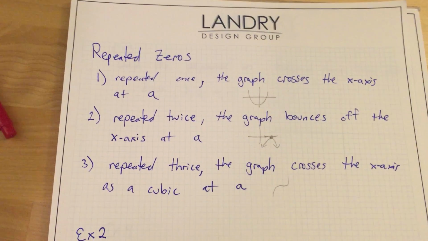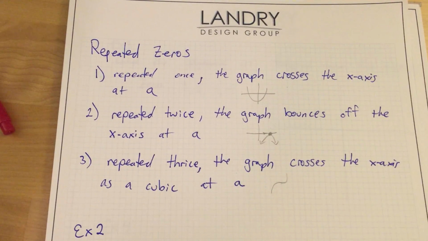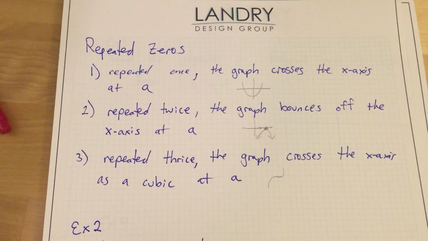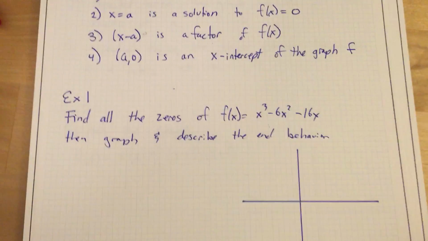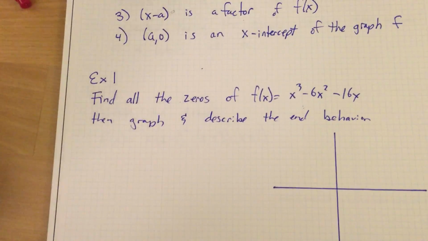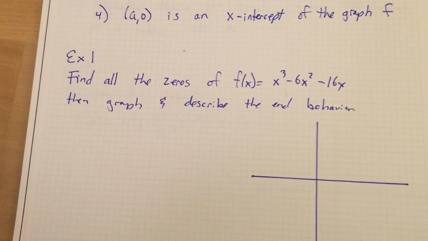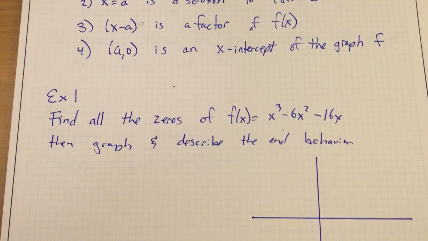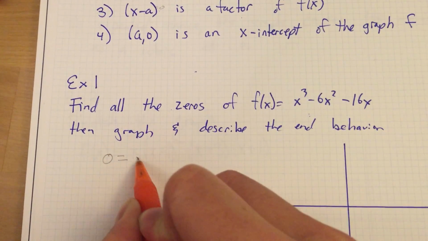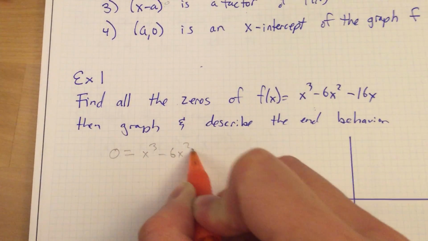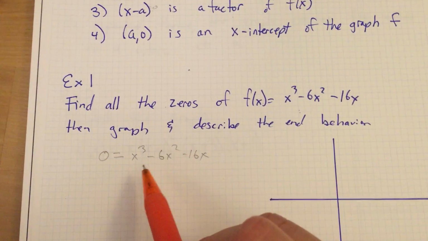So what we want to do is we have a couple different examples. They're all a little bit different from each other, okay? And they're all about finding the zeros and graphing and describing the end behavior. So here's our very first example. So you might want to take a moment and copy it down. So I'm going to find the zeros of this problem, and then I'm going to graph and describe the end behavior. So the first thing I want to do is take this equation and set it equal to 0. So x cubed minus 6x squared minus 16x. Again, finding the zeros in these is going to be pretty easy. They'll be factorable.